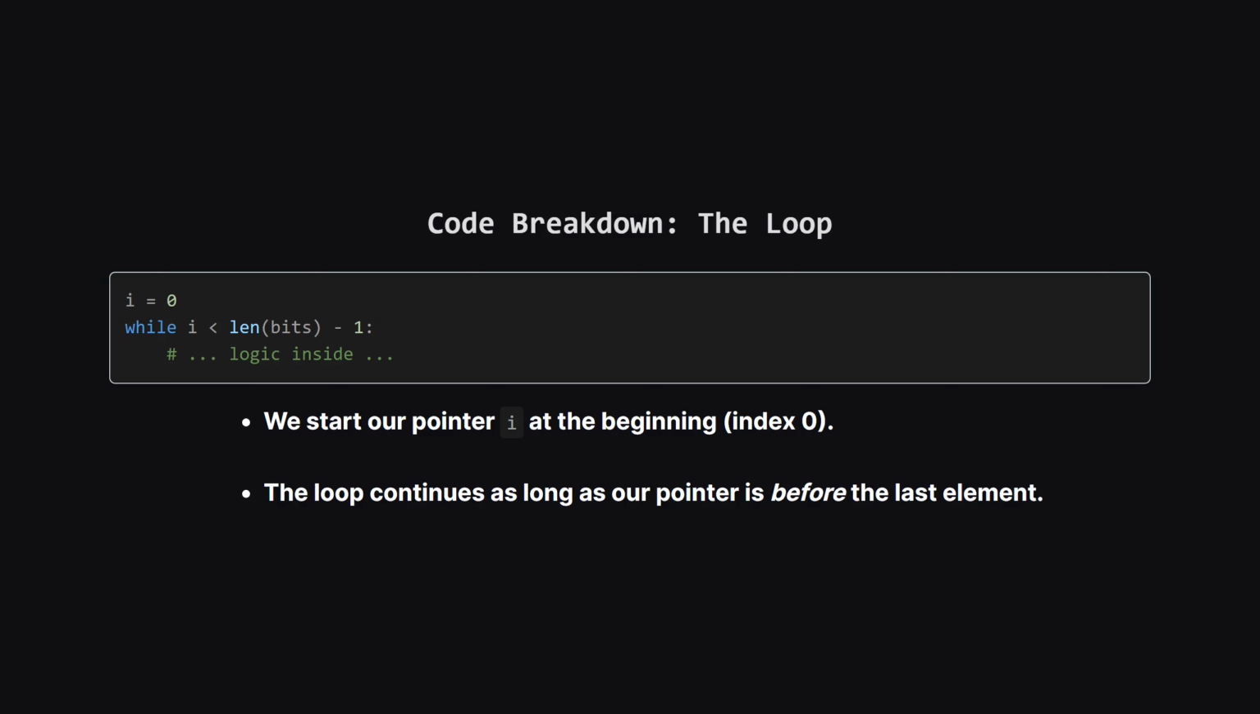First, we initialize our pointer, which we'll call I, to 0. The core of this solution is the while loop. Notice the condition. We keep looping as long as I is less than the length of the bits list minus 1. We do this because we're always trying to figure out the start of a character. Once our pointer is at the last element, we can't possibly start a new character, so we stop.